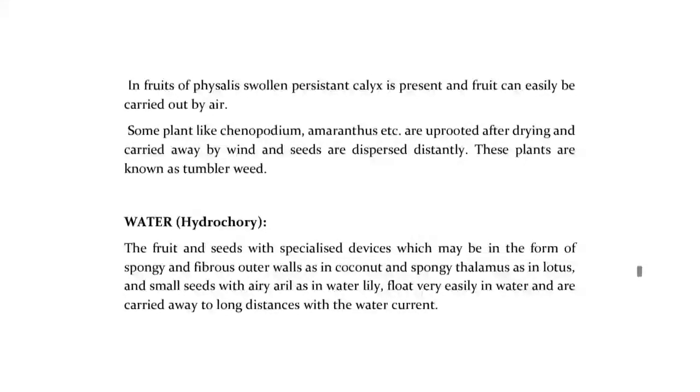Some plants like Chenopodium, Amaranthus etc. are uprooted after drying and carried away by wind, and seeds are dispersed distantly. These plants are known as tumbleweed. Water, hydrochory. The fruit and seeds with specialized devices, which may be in the form of spongy and fibrous outer walls as in coconut and spongy thalamus as in lotus, and small seeds with airy aril as in water lily, float very easily in water and are carried away to long distances with the water current.